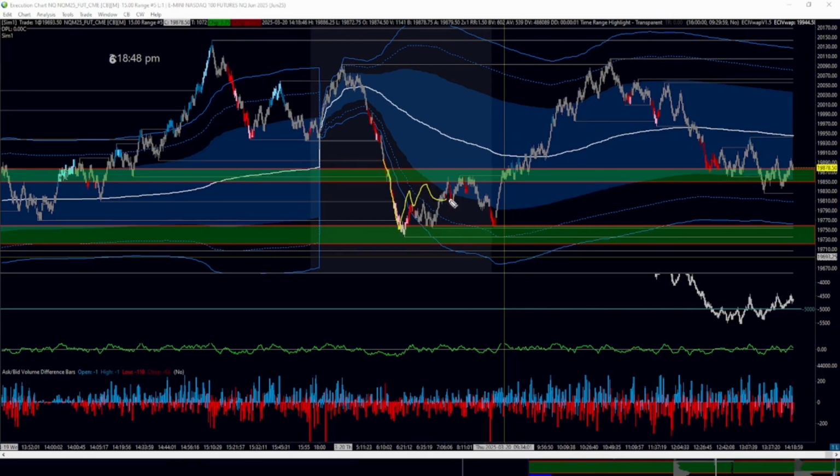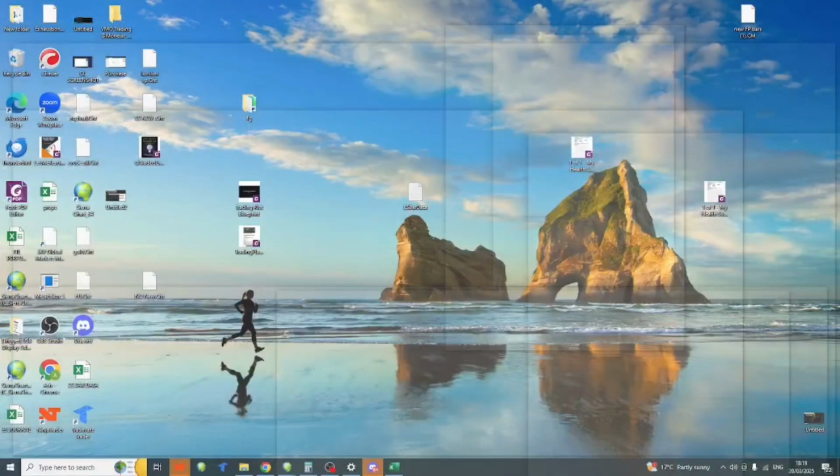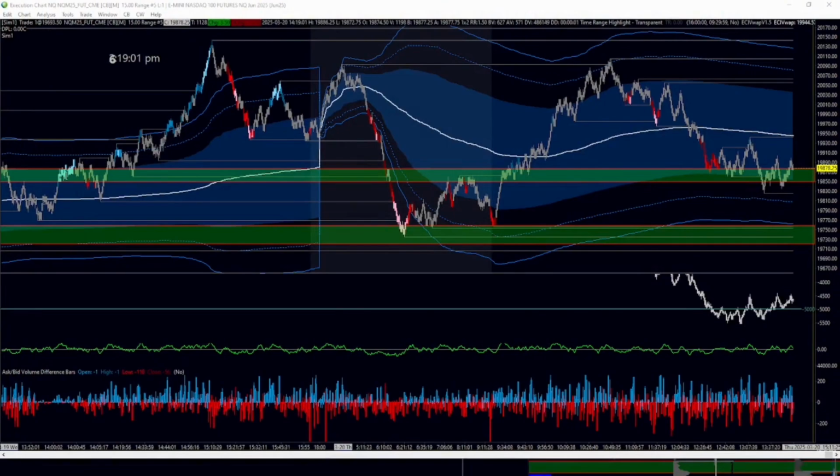You have a balanced range, create the distribution edge, break, retest, go long. Simply what I was doing today. Really trying to make this as simple as I can. If you look at the footprint, I'll just show you some more in-depth stuff.